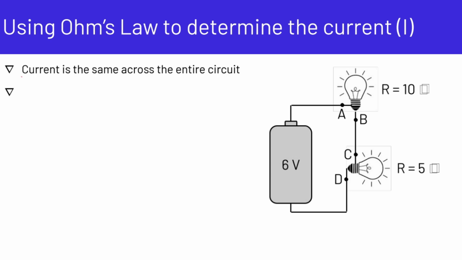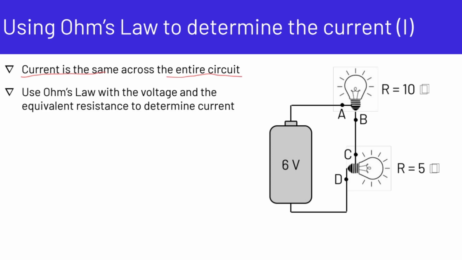All right, so how do we use Ohm's law to determine the current? Remember, current is the same across the entire circuit. Current doesn't change no matter where you are in the circuit. That's true for a series circuit. So we're going to use Ohm's law with the voltage and the equivalent resistance for the circuit to determine the current in the circuit.